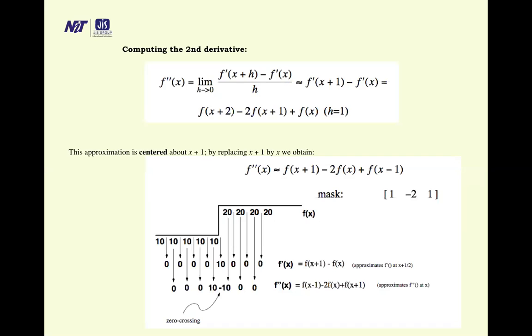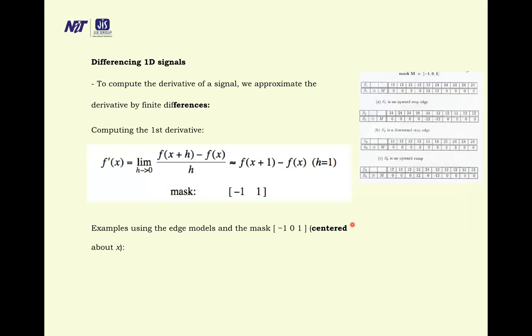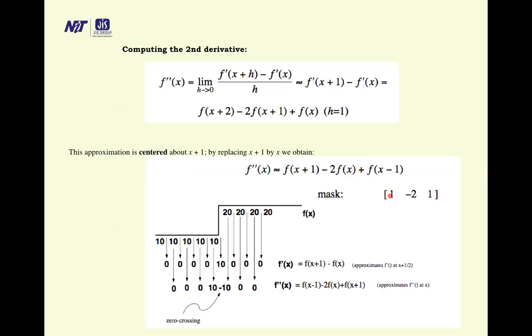And the second derivative is given according to calculus like this, and the approximation centered about x, with x plus 1 replaced by x, is given by f double dash by this. So now the mask becomes, earlier the mask was -1, 0, 1, now the mask becomes 1, -2, 1. And this is an example showing how the localization is found over there in an edge.